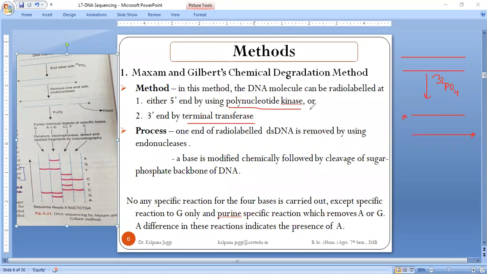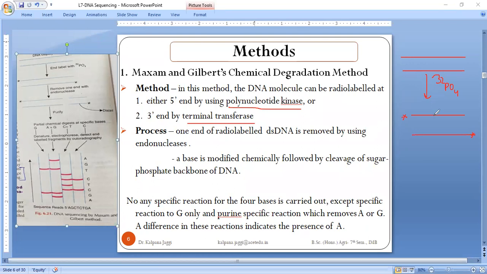I just hope this is clear to all. So in this method, the very first step is the radio labeling of the DNA, and the radio label can be done either at the 5 prime end or at the 3 prime end, and for whichever end is to be radio labeled, we need a particular enzyme, right? Now I come back to the process.